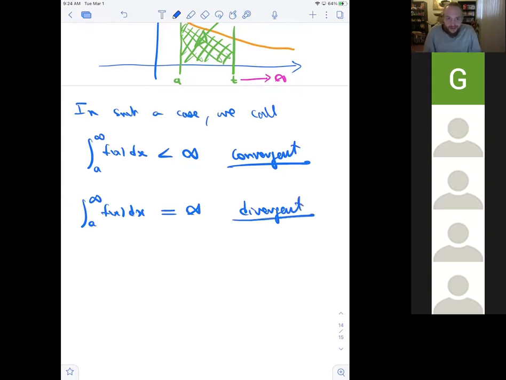So that's what they're going to ask all the time. Is this convergent or divergent? What we mean is, does that area converge to a finite area, or is it just an infinite area underneath that infinite strip? Is the main idea.